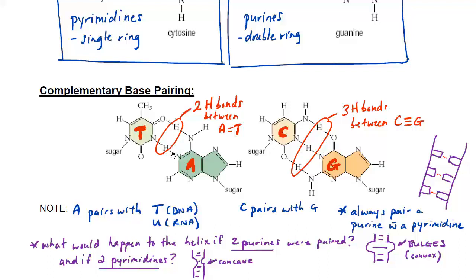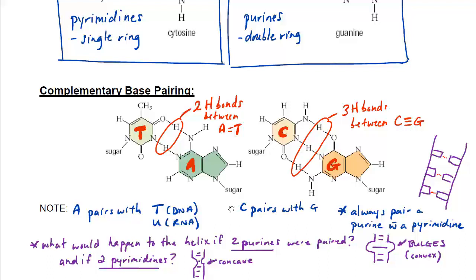The key thing to remember is that there are 2 hydrogen bonds between the A and the T. That's why I've written it with the 2 lines here. And then 3 bonds between C and G. 1, 2, 3. That's why I've written it 3 like that. Please memorize that fact. It's going to help you so much later on if you remember that.